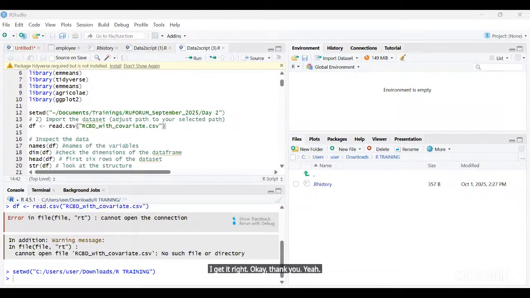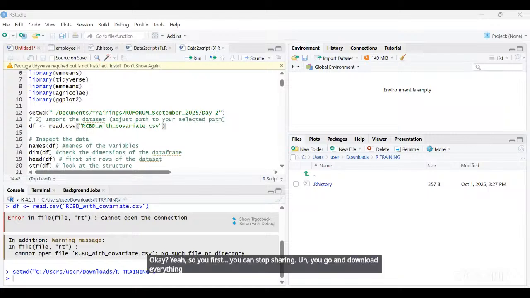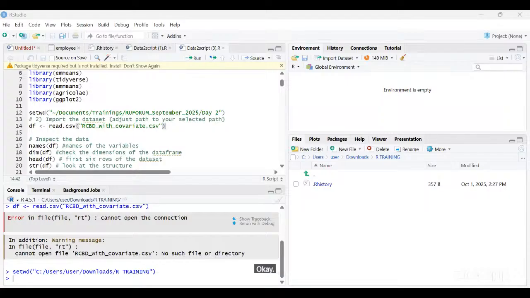Yeah, so you can stop sharing. You go and download everything and then you can follow. Okay, you can stop sharing. Thank you. Okay.